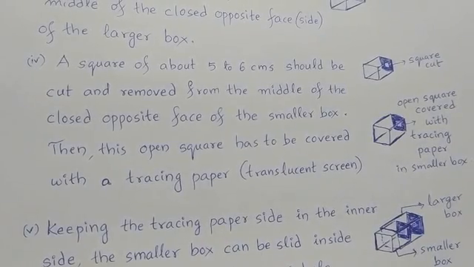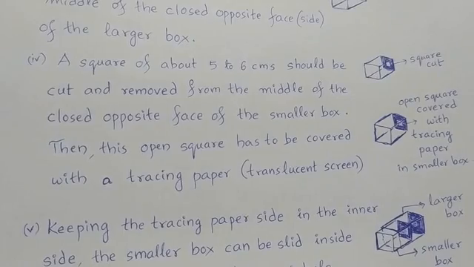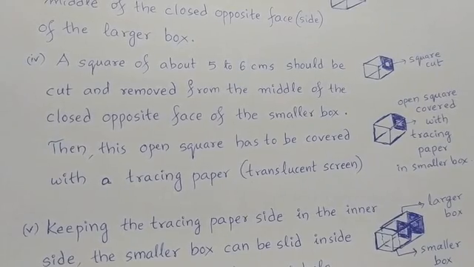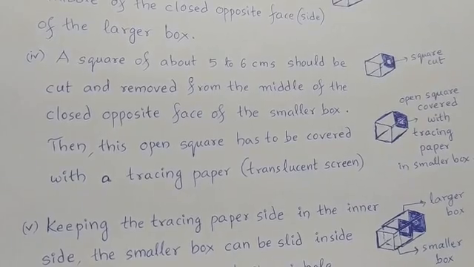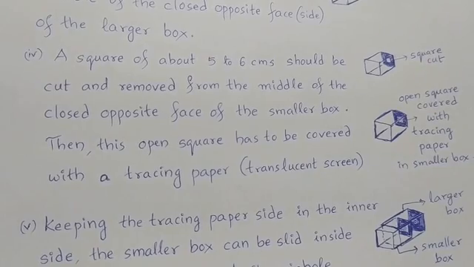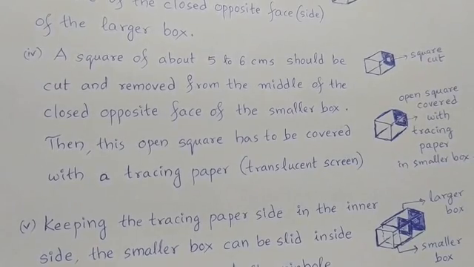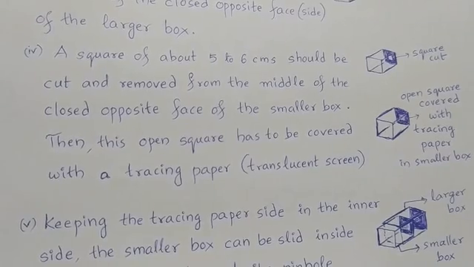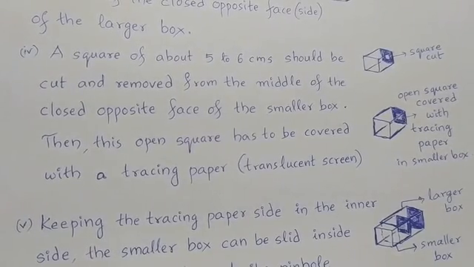Next, coming to the smaller box. So whatever the work that has to be done for the larger box, you have already done. You have cut open one side and on another closed side, exactly in the center of the larger box, you have made a tiny hole.